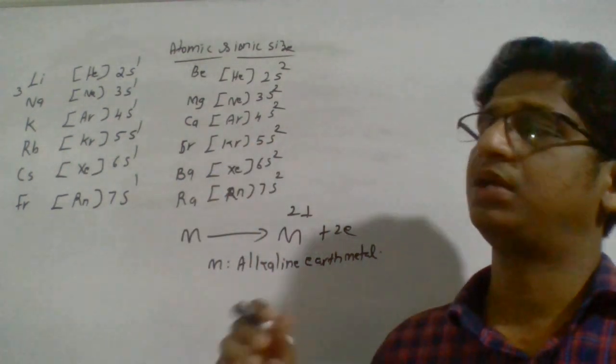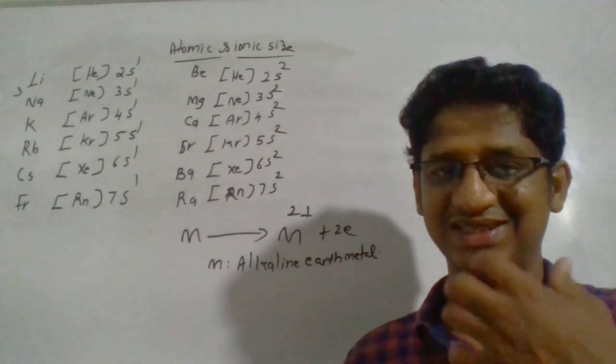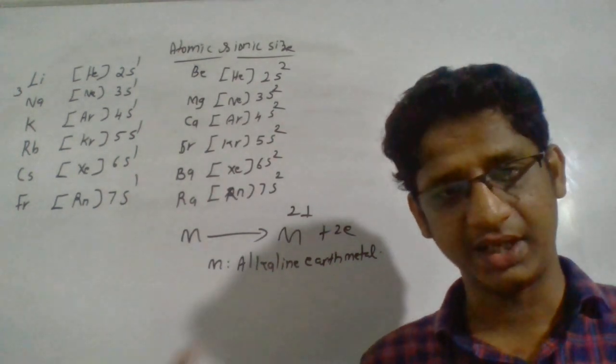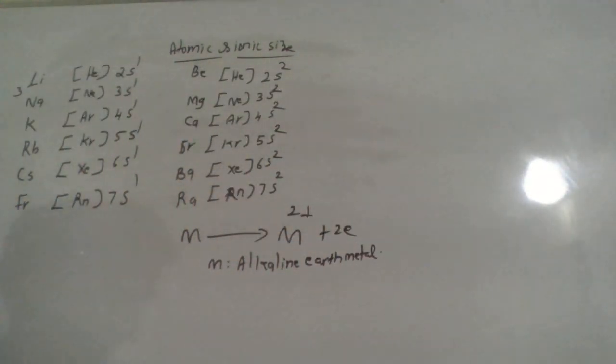Similarly for alkaline earth metals as well, as we move from top to bottom, atomic size increases. Similarly, if you compare ionic radius, this is the same case. Okay. But one point you have to remember.